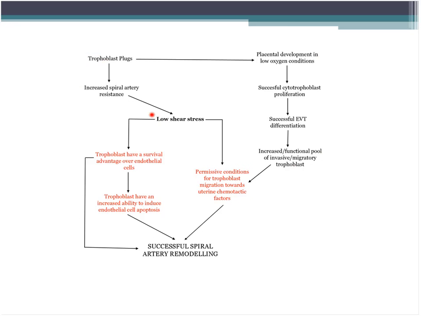And what I've shown in this work is that this low shear stress has 2 ways to lead to successful spiral artery remodeling. It provides permissive conditions for the trophoblasts to migrate towards the uterine chemotactic factors. And it also provides trophoblasts with a survival advantage over endothelial cells, which is data I didn't get a chance to show you today. And trophoblasts have an increased ability to induce endothelial cell apoptosis. So all of these things combined lead to successful spiral artery remodeling.